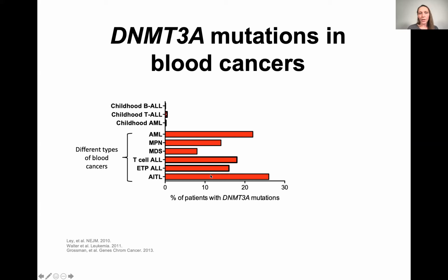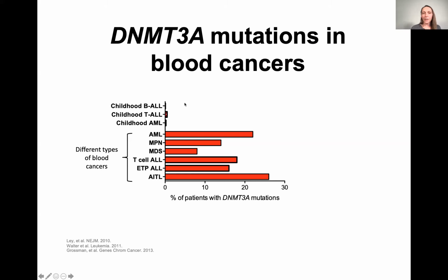Now, what's interesting is that while DNMT3A mutations are common amongst adults with specific blood cancers, and you can see those represented in these bar graphs down below, DNMT3A mutations are almost never identified in childhood blood cancers in particular. And you can see the rates here are almost 0%, up to maybe 2% in a specific subtype of acute leukemia in children.